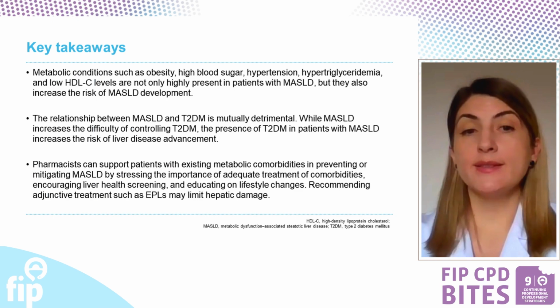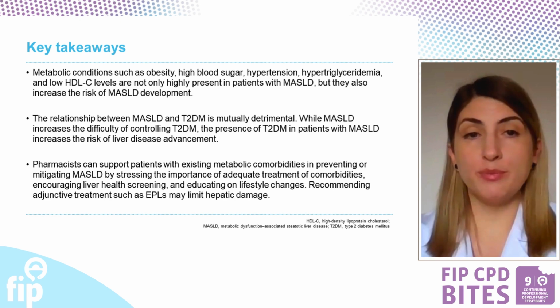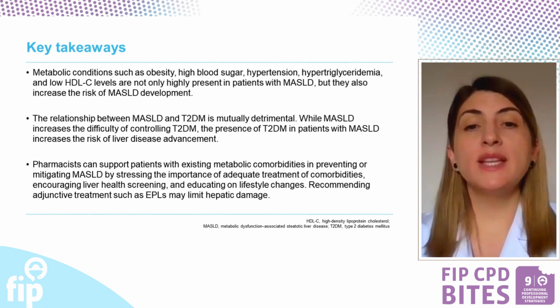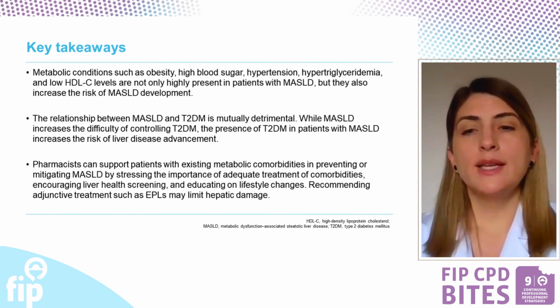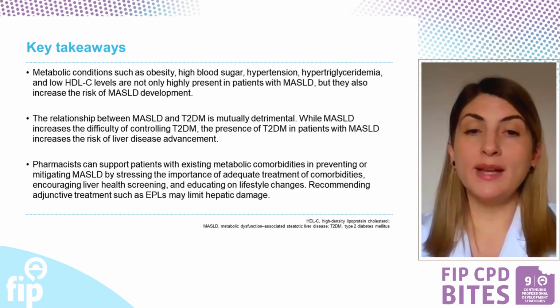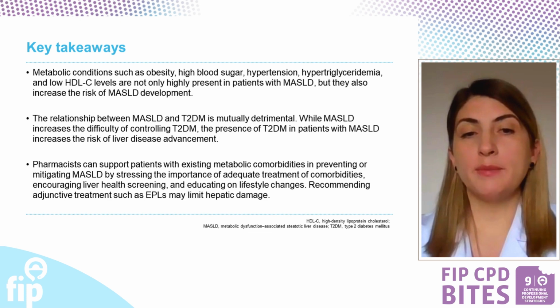Some key takeaways are that metabolic conditions such as obesity, high blood sugar, hypertension, hypertriglyceridemia, and low HDL cholesterol levels are not only highly present in patients with MASLD, but they also increase the risk of MASLD development. In particular, the relationship between MASLD and type 2 diabetes is mutually detrimental. While MASLD increases the difficulty of controlling diabetes, the presence of diabetes in patients with MASLD increases the risk of liver disease progression.